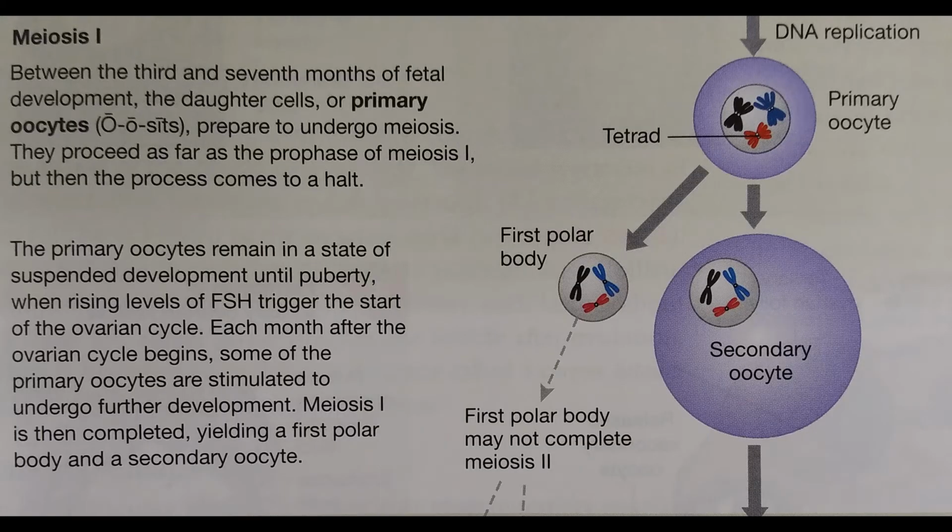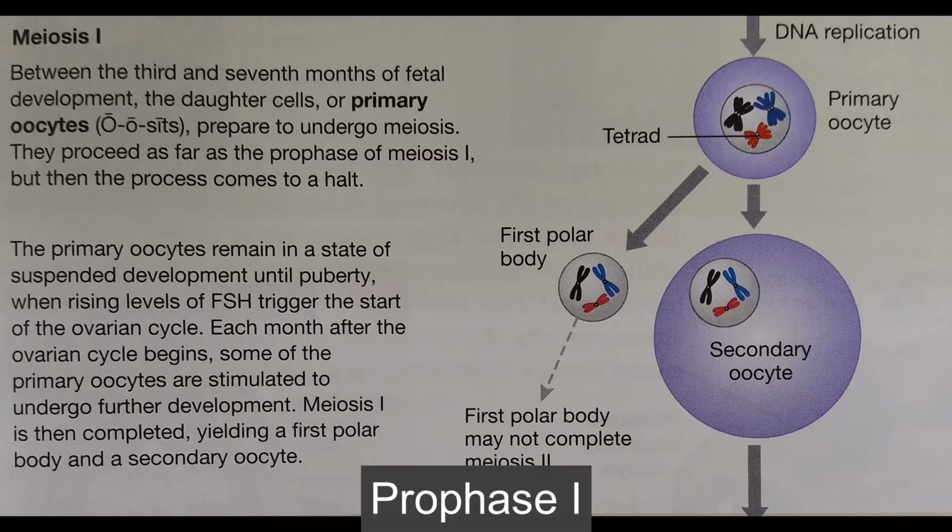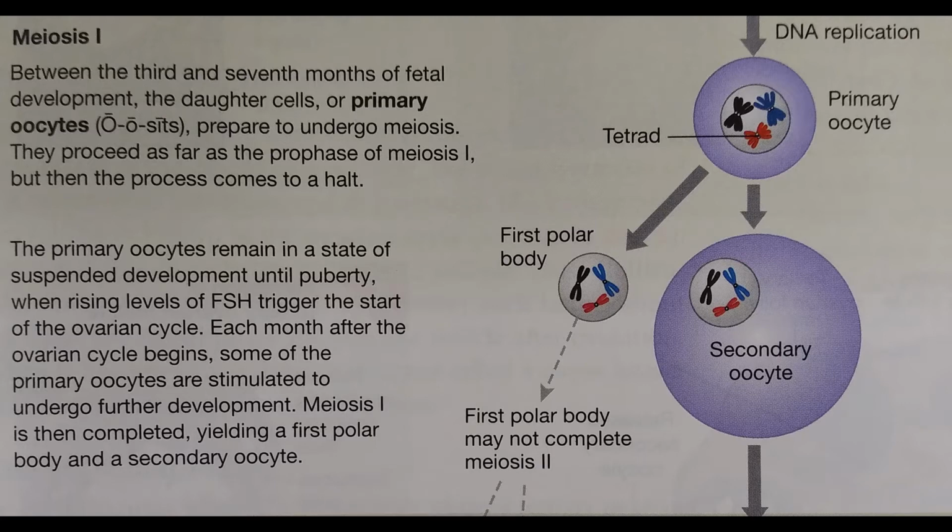However, most of these primary oocytes, the 2 million upon birth, do not survive until puberty, degenerating in a process called atresia. By puberty, their number has dropped to 400,000 primary oocytes. The remaining primary oocytes begin meiosis 1, proceeding as far as prophase 1, and then remain in that state until puberty.